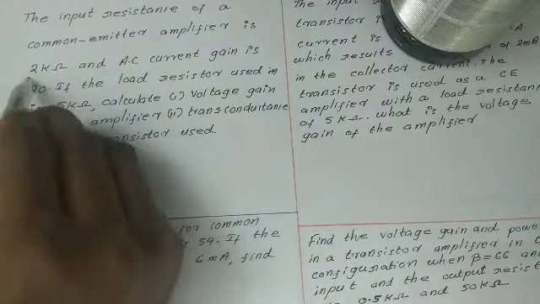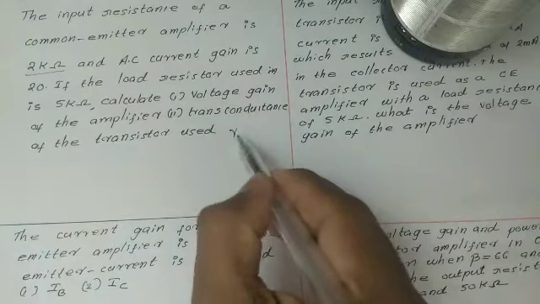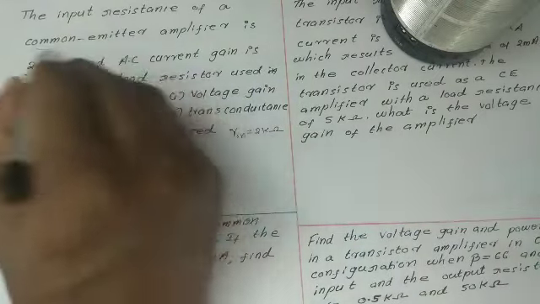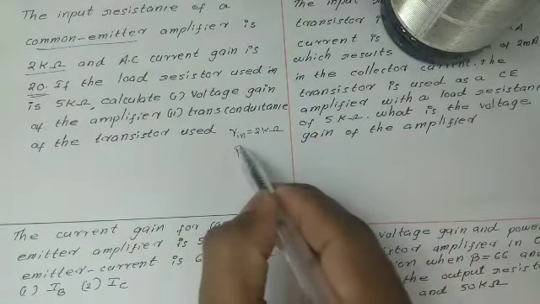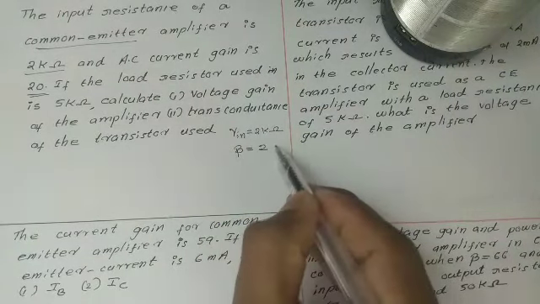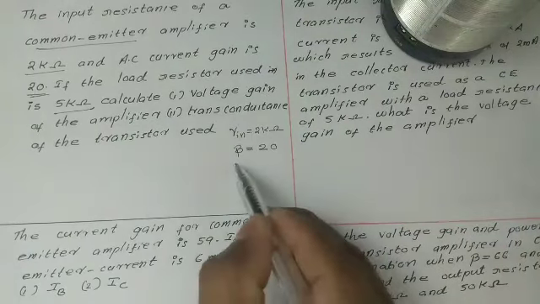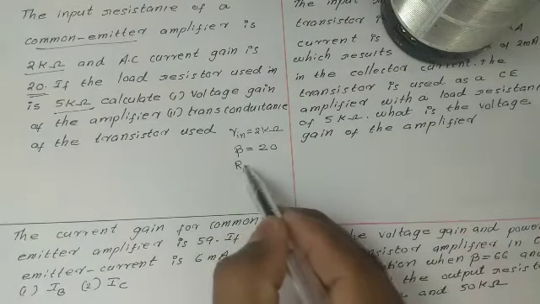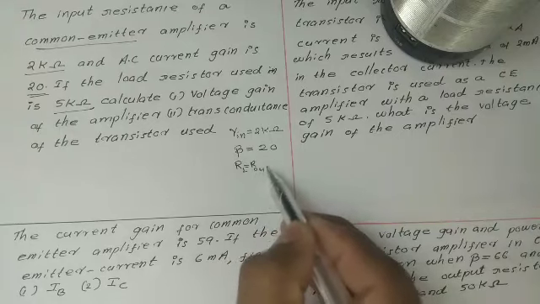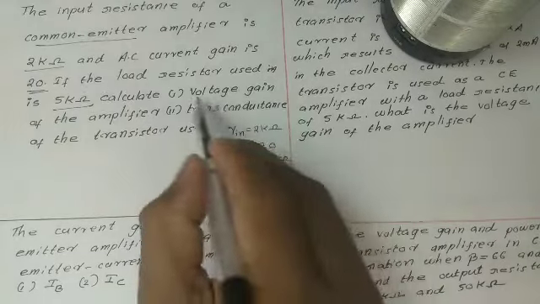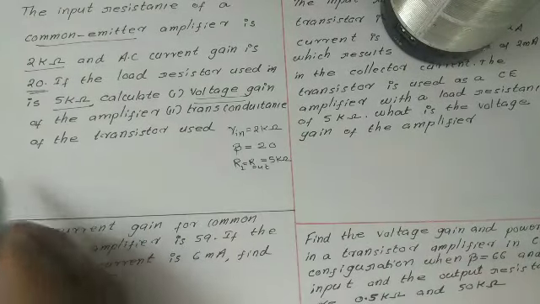So the input resistance of the common emitter amplifier is 2 kilo ohm. Current gain is 20 here, common emitter amplifier, therefore current gain beta equal to 20. Load resistor 5 kilo ohm, so the load resistor or output resistance is equal to 5 kilo ohm. Then calculate the voltage gain of the amplifier.